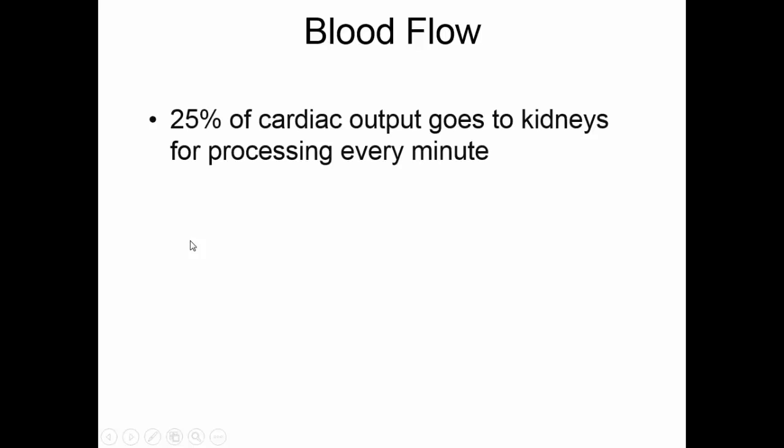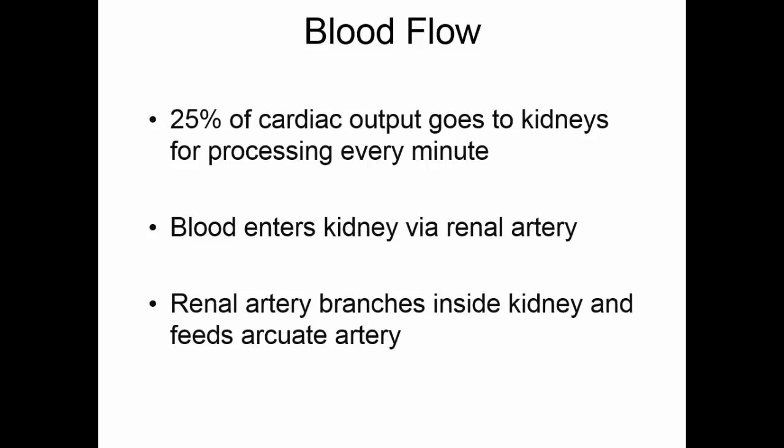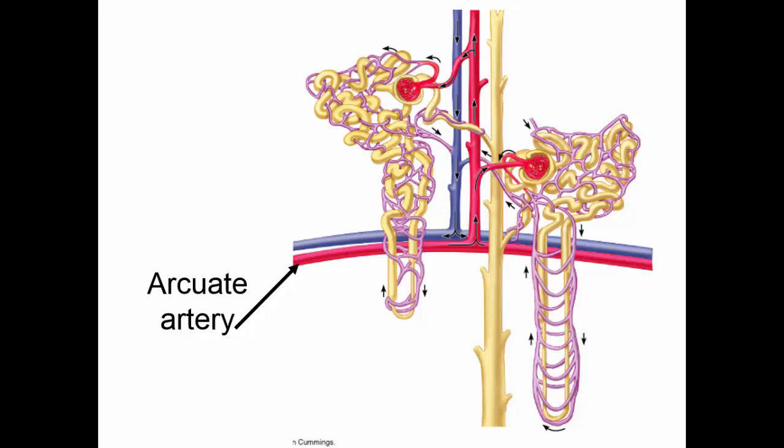About 25% of the cardiac output goes to the kidney for processing every minute. Blood enters the kidney via the renal artery. The renal artery makes a couple of branches inside the kidney and feeds the arcuate artery. The arcuate artery is going to be between the medulla and the cortex of the kidney. So here you see the arcuate artery.